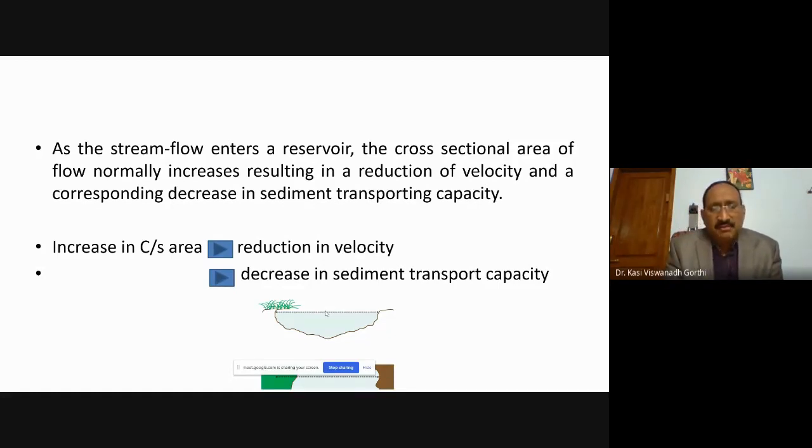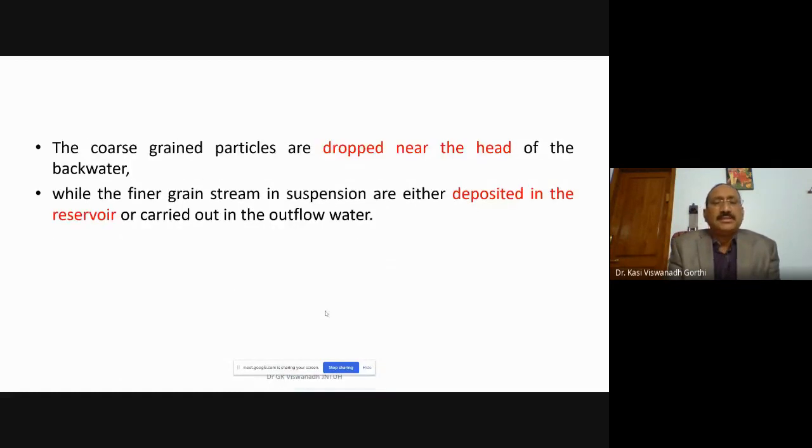As we know, under a constant discharge condition, Q = A1 V1 = A2 V2. There will be a reduction in velocity with the increase in cross-sectional area. So this will decrease the sediment transport capacity, because the sediment is trying to settle down there. So the coarse grained particles are dropped near the head of the backwater, while the fine grained sediment in suspension is either deposited in the reservoir or carried away with the outflow of water.